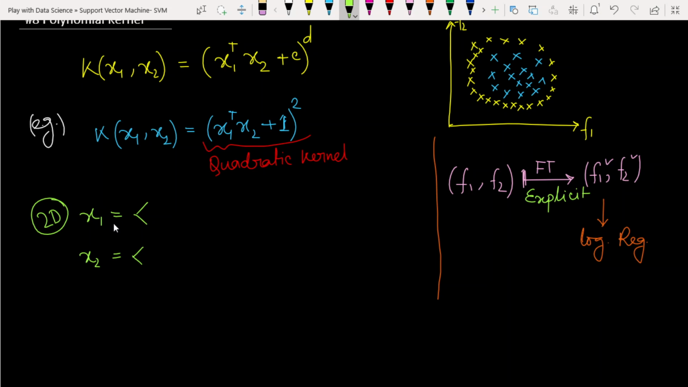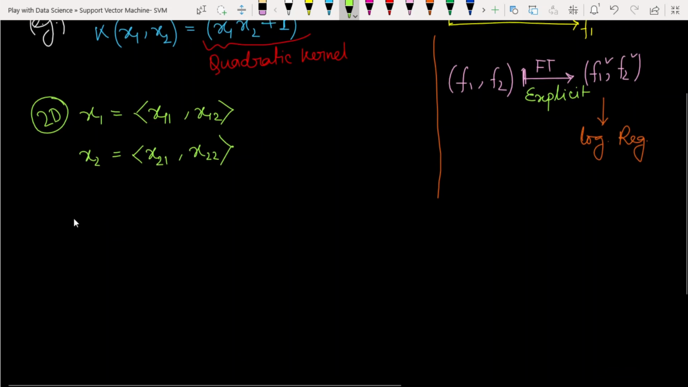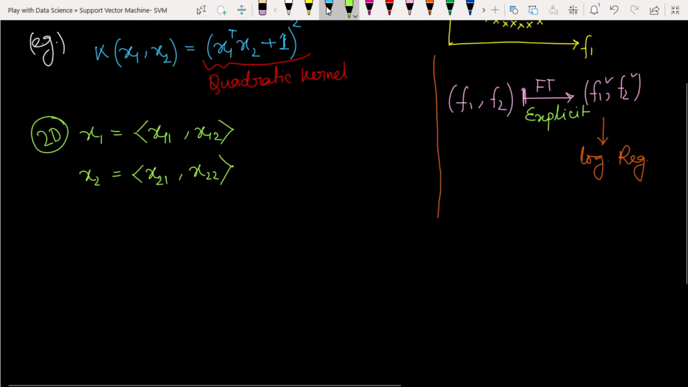If x1 and x2 lie in 2D space, then what will be the form of x1? That is x11, x12. And this term will be x21, x22. For simplicity, let's take our data points in 2D. Now we are simply putting this form here. So now our kernel will be here. First see the multiplication of these two.